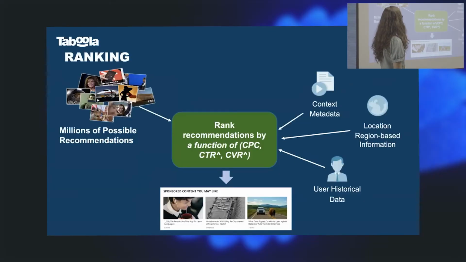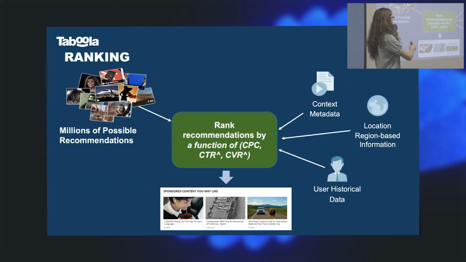So this is the core of Taboola. This is where the magic happens. We have millions of possible recommendations, and we have a user, a specific user. We know many things about him. We know what he's interested in. We know what he's reading right now. We know where he is from. We know the hour of day and day of week. And we want to give him the best item.